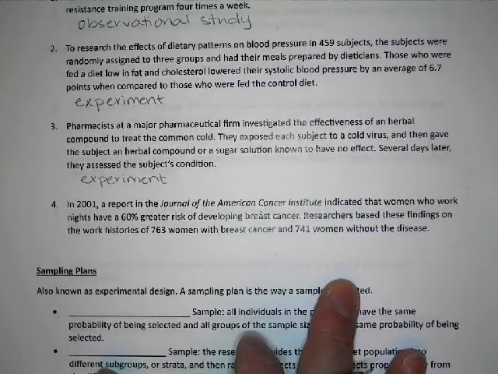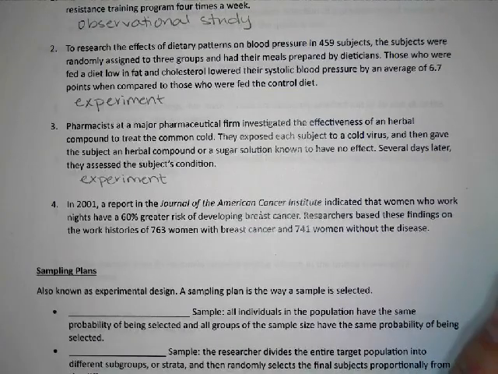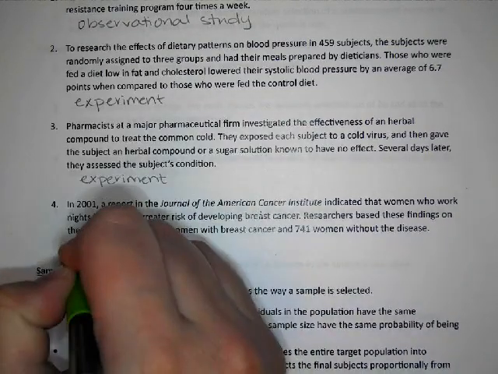Number 4. In 2001, a report in the Journal of the American Cancer Institute indicated that women who work nights have a 60% greater risk of developing breast cancer. Researchers based these findings on the work histories of 763 women with breast cancer and 741 women without the disease. This would be an observational study.